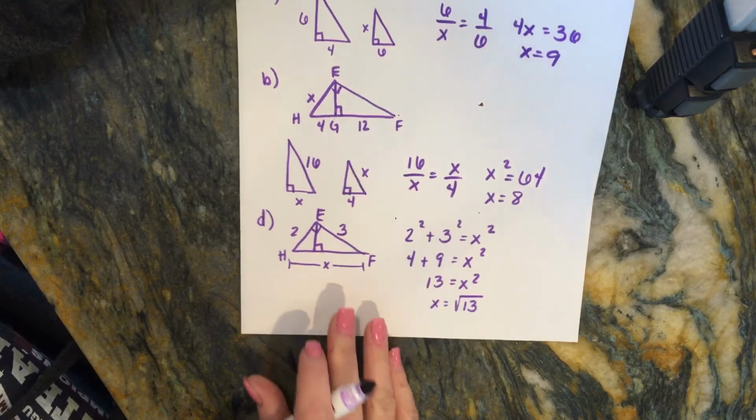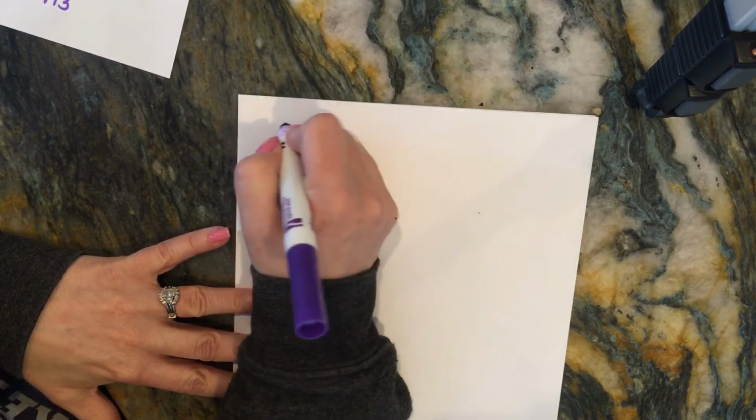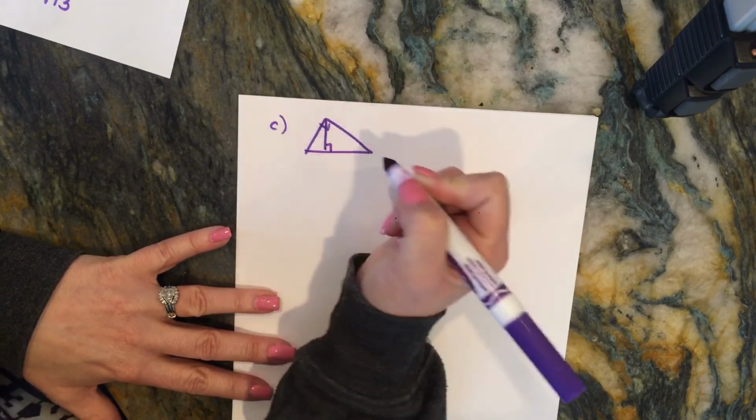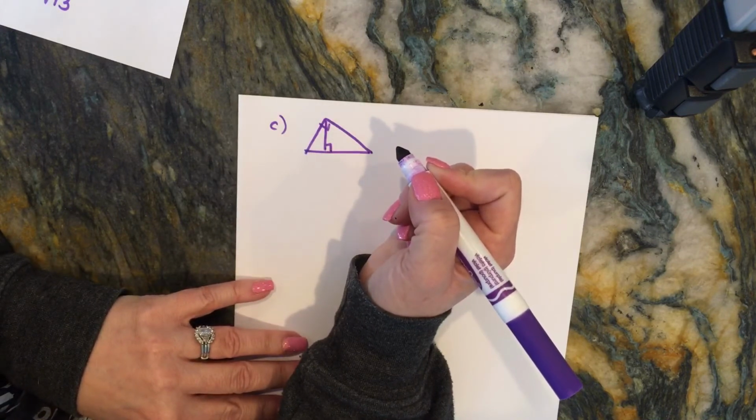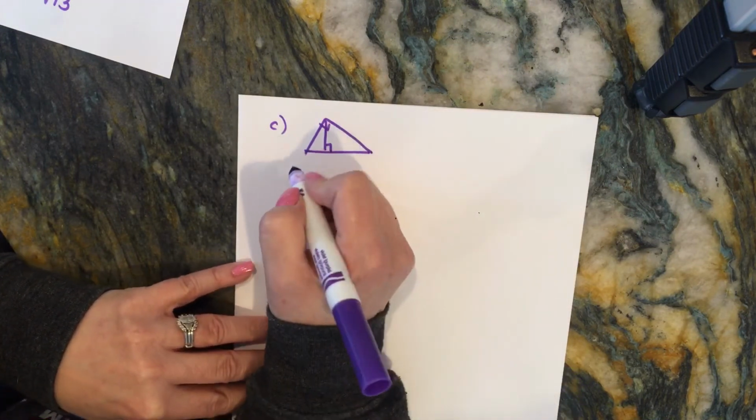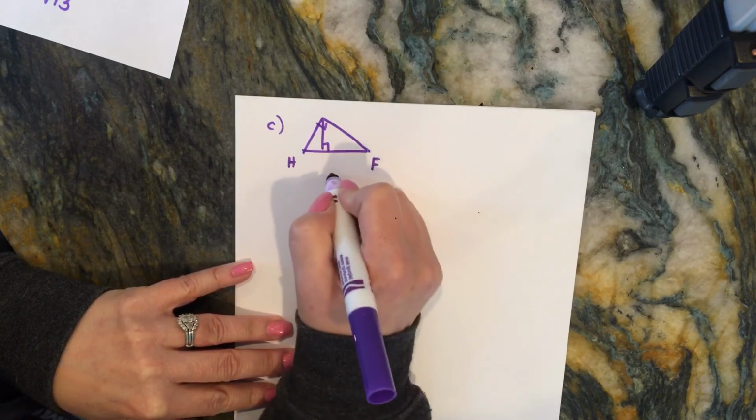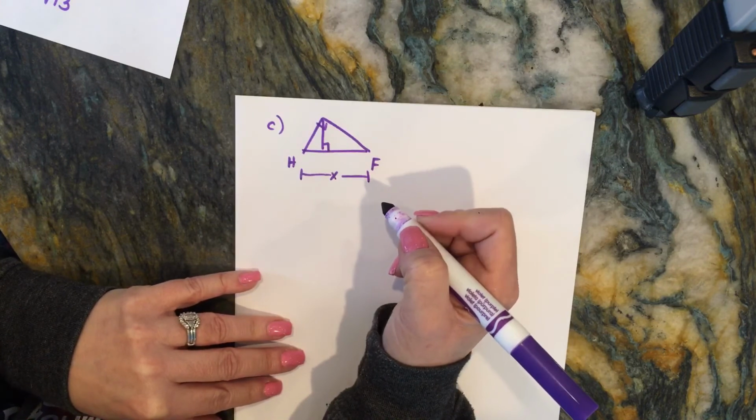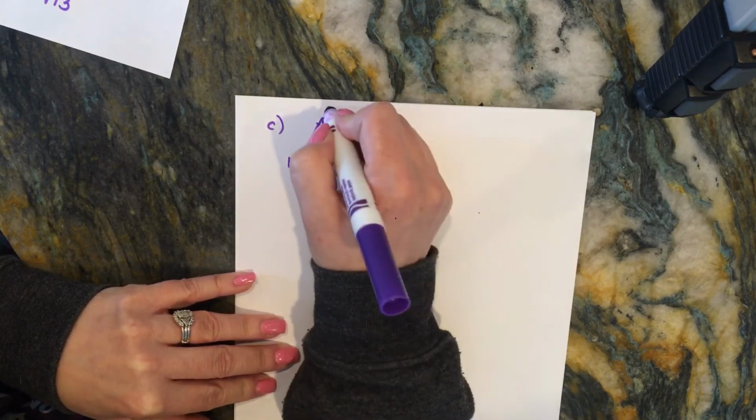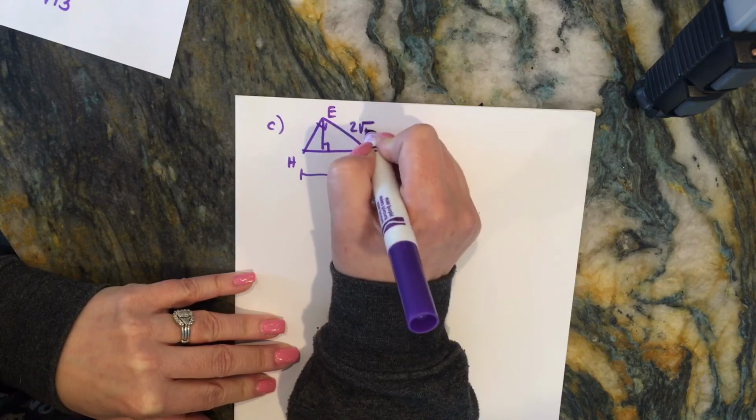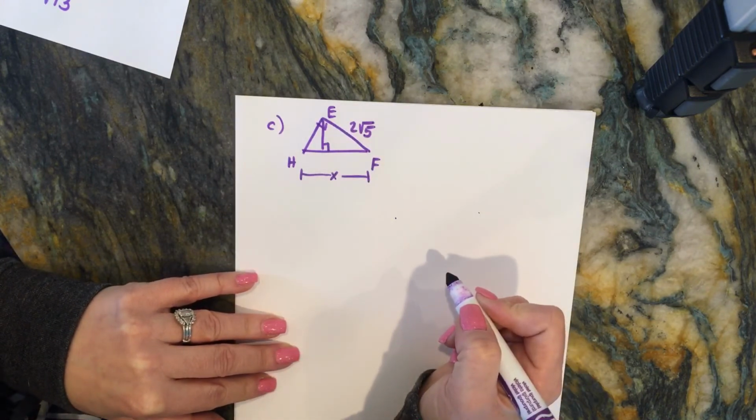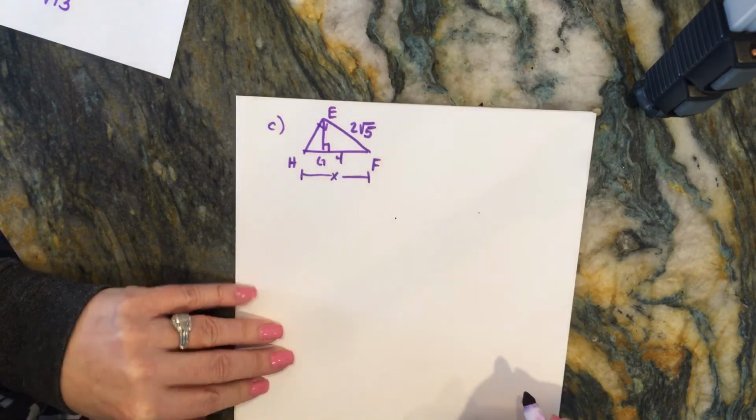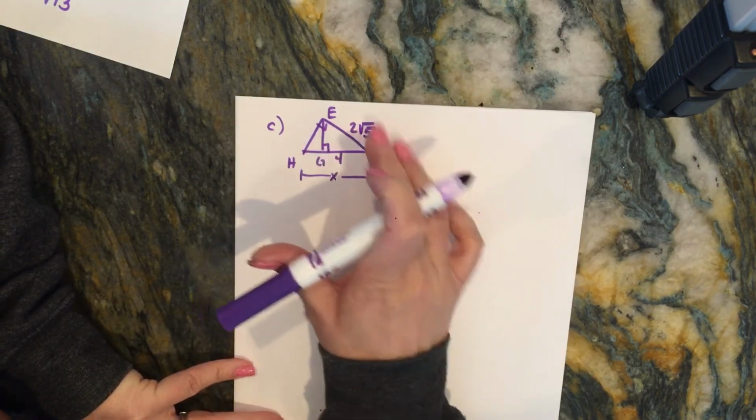Okay, part C. Sorry, I forgot about part C. So let's go to part C. HF is our unknown. HF is our unknown again. So this guy here. We know EF is 2 square root 5. And we know that GF is 4. G is here, G to F is 4. So it looks like we're working with medium and large.